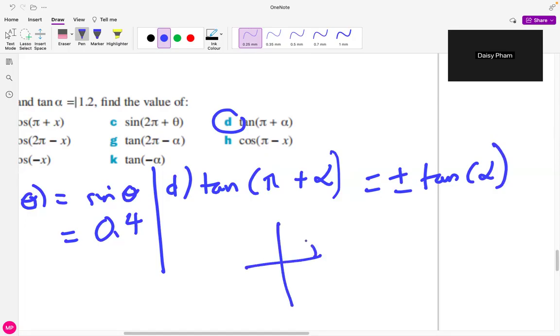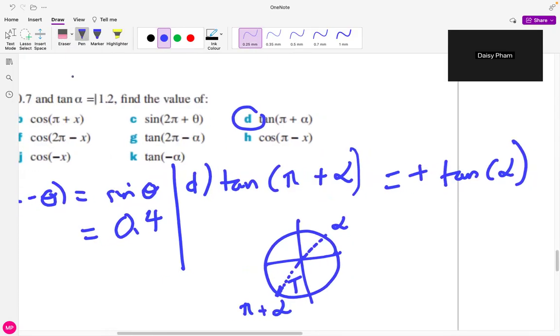So if I draw the unit circle out, let's say alpha is in quadrant one. So pi plus alpha will be in quadrant three. In this quadrant, tan is positive. Therefore, I'm going to pick a positive answer. So let me just delete the negative. So positive. And then tan of alpha, you can see that here, is 1.2. So the answer is 1.2.